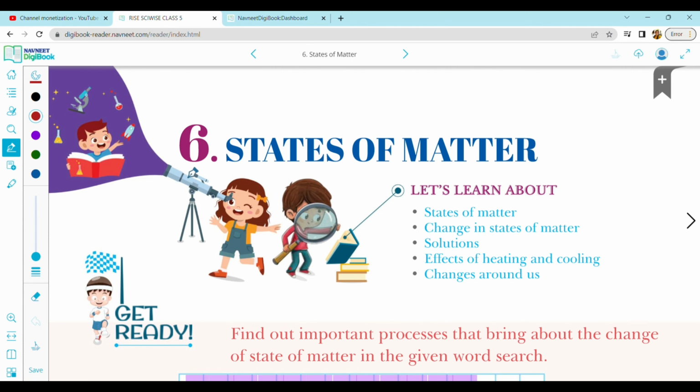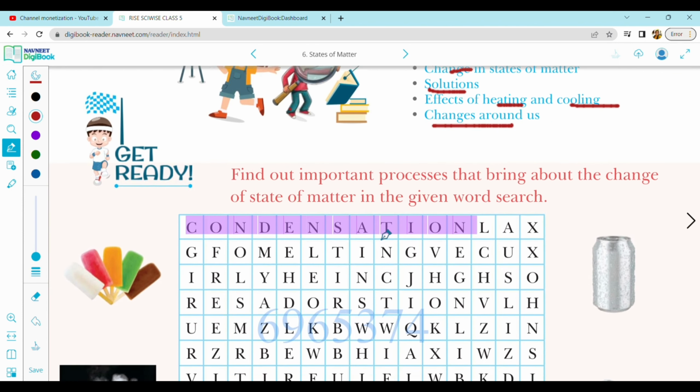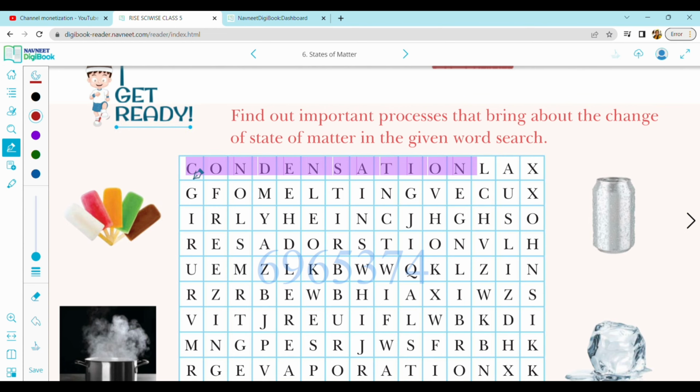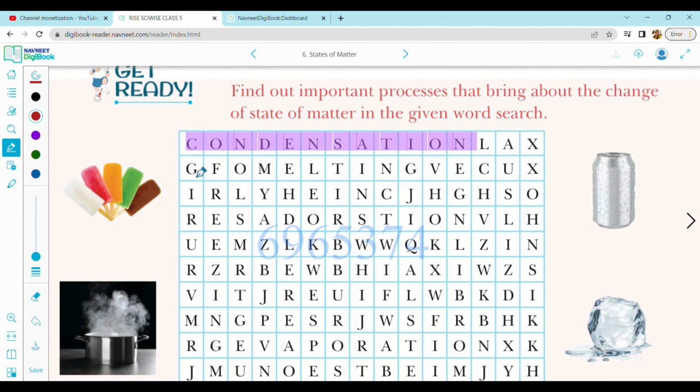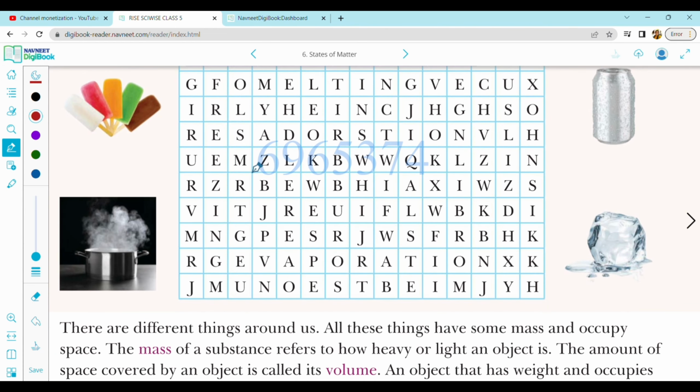Today we are going to study chapter 6, States of Matter. In this chapter, we are going to learn about states of matter, changes in states of matter, solutions, effect of heating and cooling, changes around us. So here we are going to study some processes which are related to this chapter, and find the name of the process with the hints given over here.